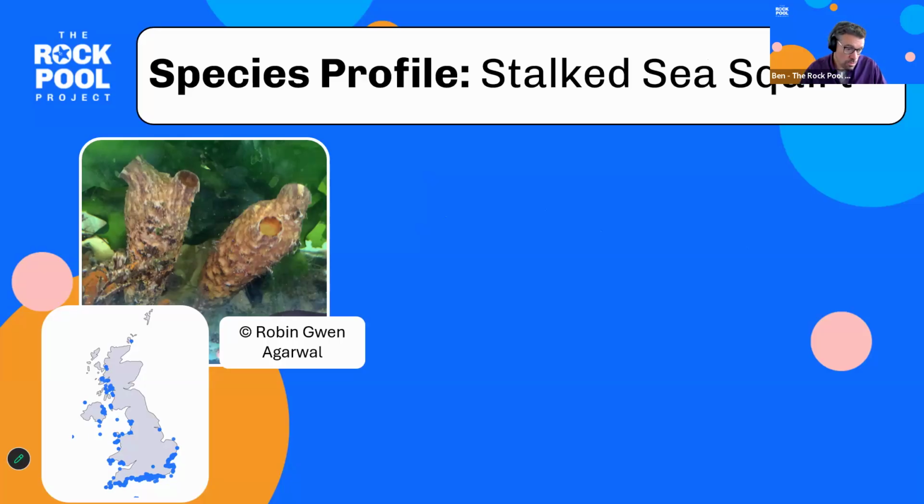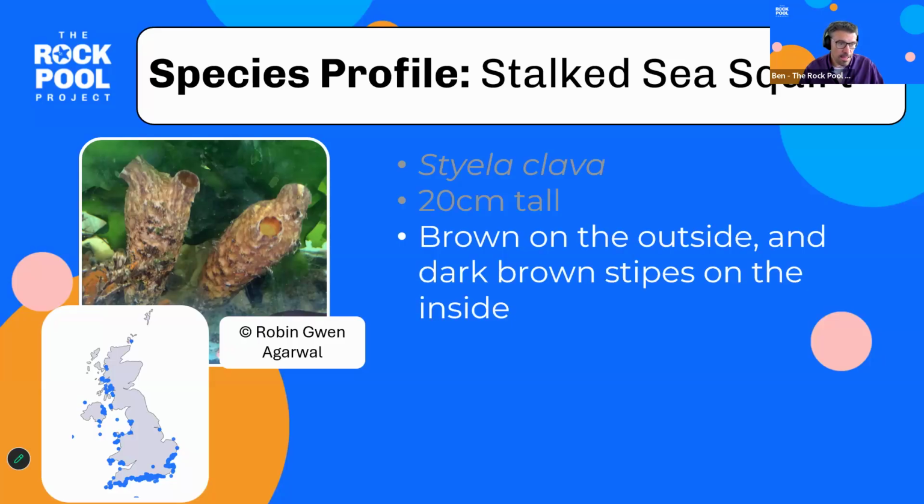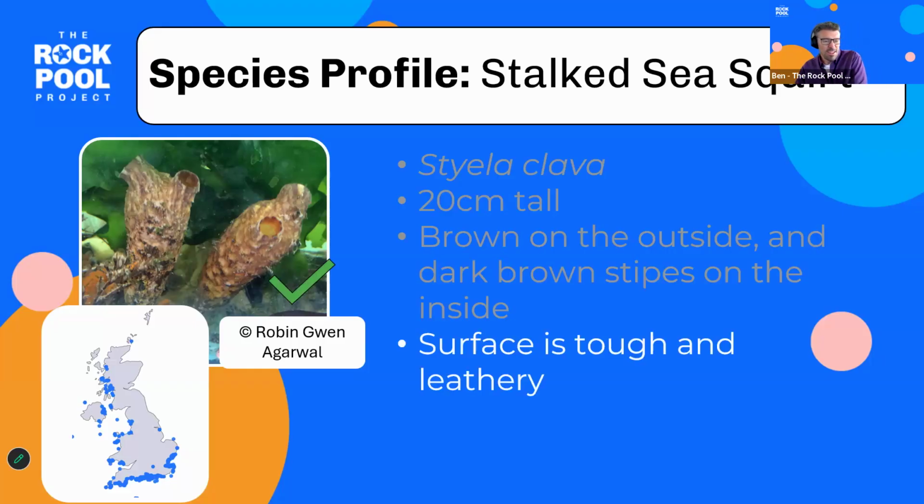It's a sea squirt. It's the stalked sea squirt, and the scientific name for it is Styela clava. Pretty big sea squirts, up to 20 centimetres tall. And you can see from the picture that it's orangey brown on the outside, but it has dark brown stripes on the inside. And it's very, very tough and leathery.